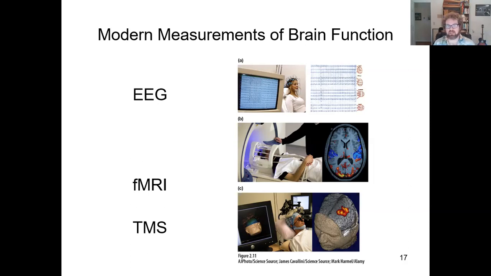The downside to learning about the brain through studying brain-damaged patients is the fact that you have to wait for brain-damaged patients to come along before you can study a particular part of the brain.